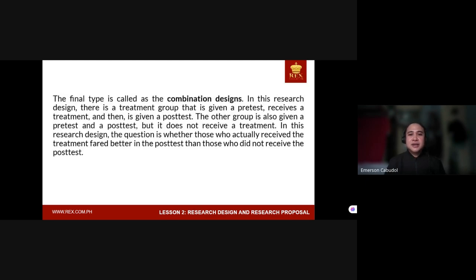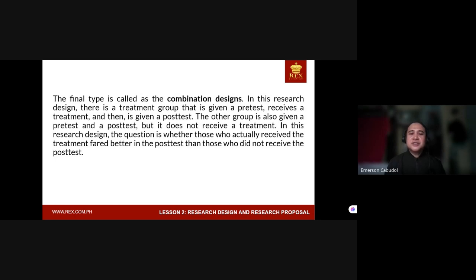Combination designs, often called pretest-post-test control group designs, involve two groups, a treatment or experimental group and a control group. Both groups take a pretest and post-test. Only the treatment group receives the intervention.